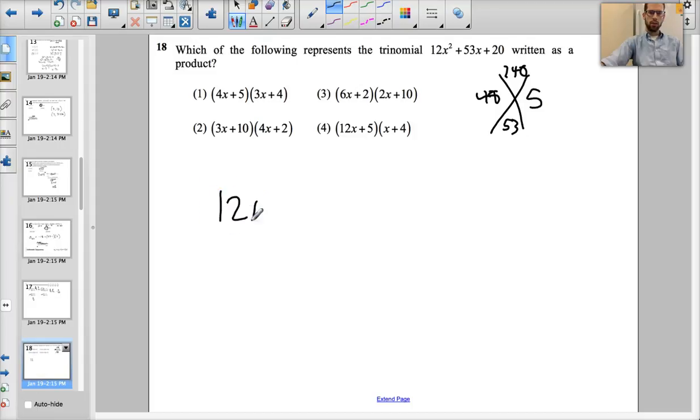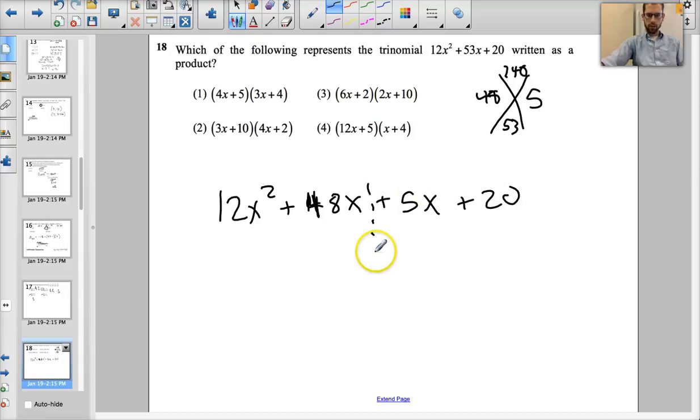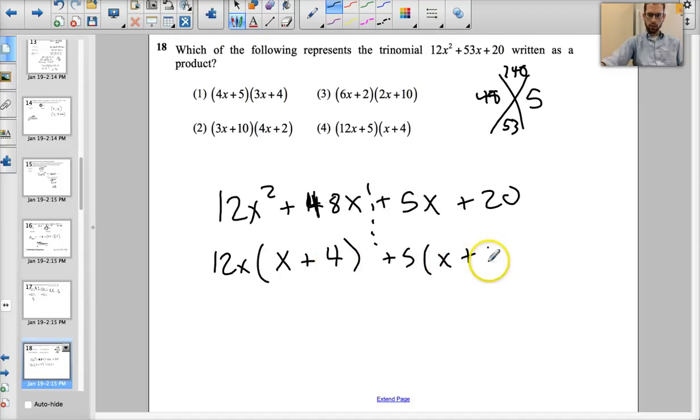So I've got 12x squared plus 48x, that's a 4, plus 5x plus 20. Split it down the middle, factor by grouping. 12x comes out of here, so this gives me x plus 4. Then a positive 5 comes out of here, and I have x plus 4. So that means one factor is 12x plus 5, and the other one is x plus 4.